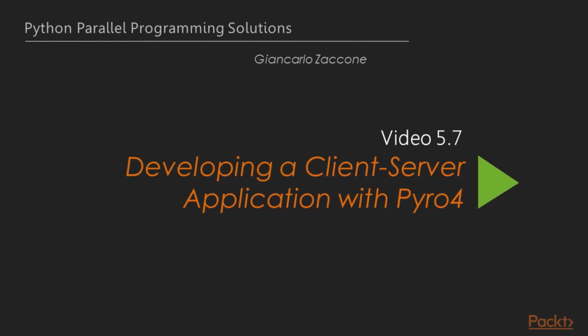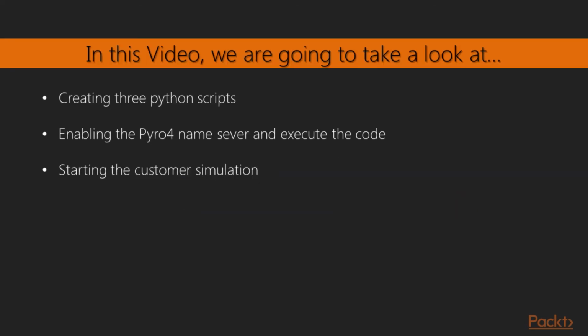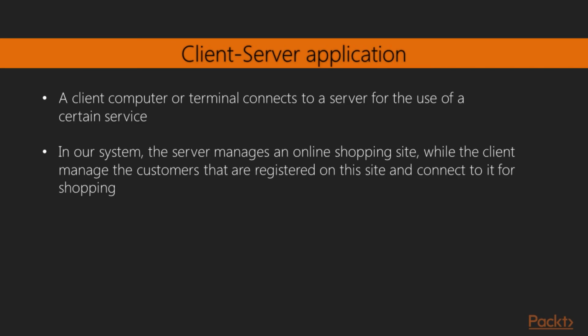In the previous video, we saw how to chain objects. This is the 7th video, developing a client-server application with Pyro 4. In this video, we'll run 3 scripts, one for the client object, second one for the shop object, and the third one for the server object. We'll show you how to build a simple client-server application with Pyro 4.